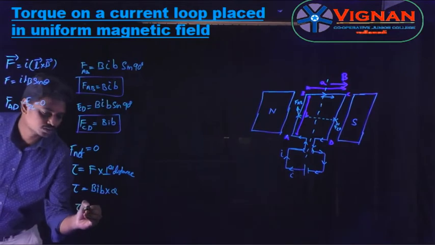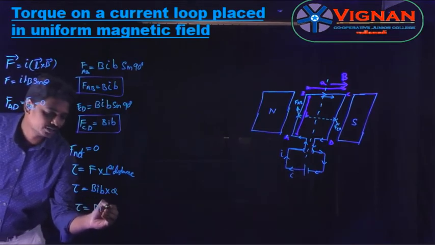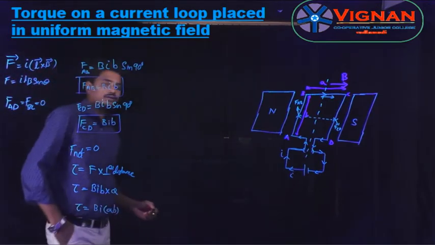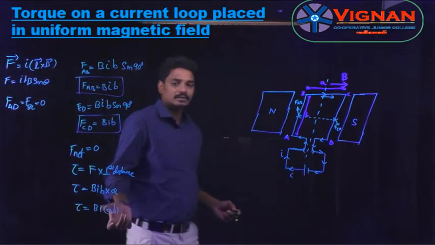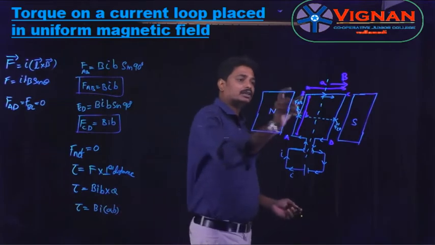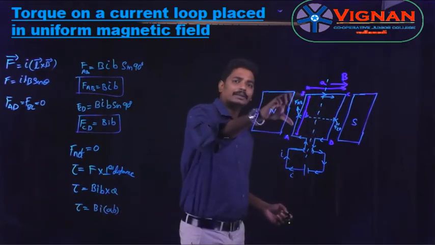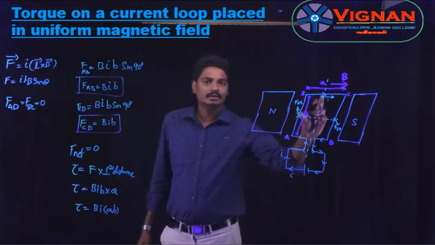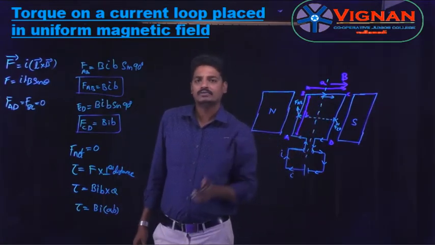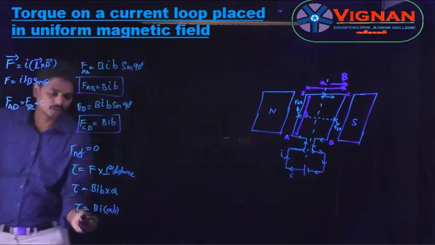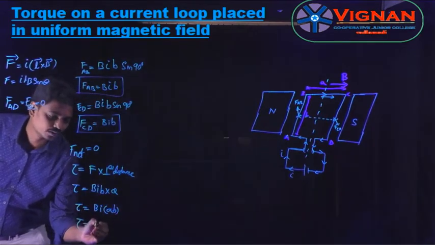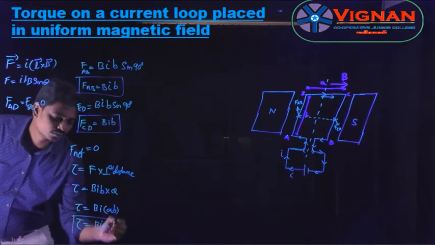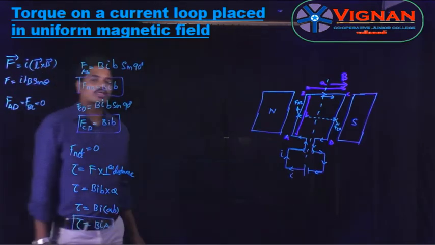So torque tau is equal to B into I into ab. What is ab? a is the length of the rectangular coil and b is the breadth of the rectangular coil. So ab is nothing but the area of the rectangular coil. Therefore, torque tau is equal to BIA.